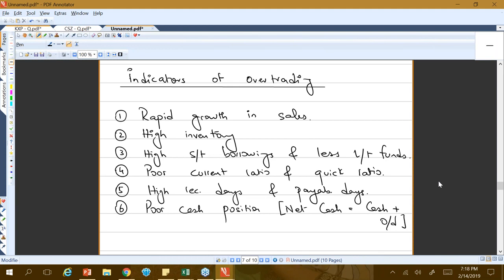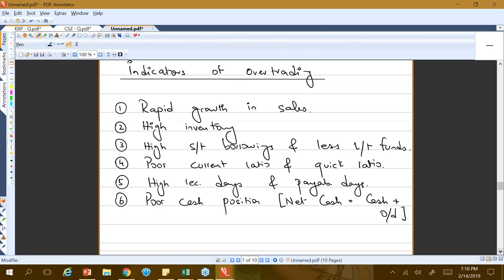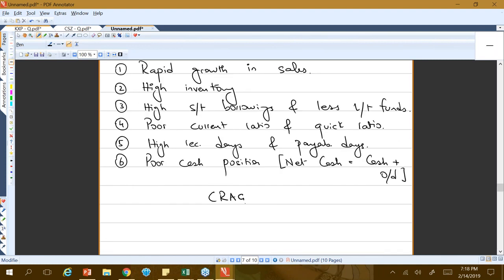There's a good past question if you would like to have a look at it. The question is Crago. If you just search on that, Crago is a good question on overtrading. I don't really remember the year right now, but it is in the last few years. I think it's a 10 marker somewhere. So if you do a little research, this is a good question to do on overtrading. So that is on overtrading.